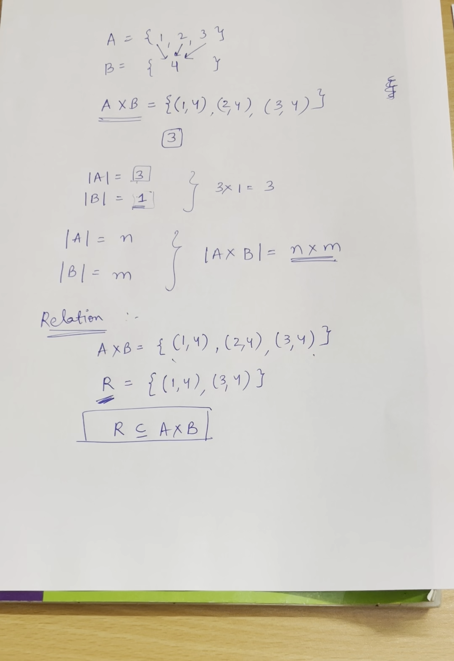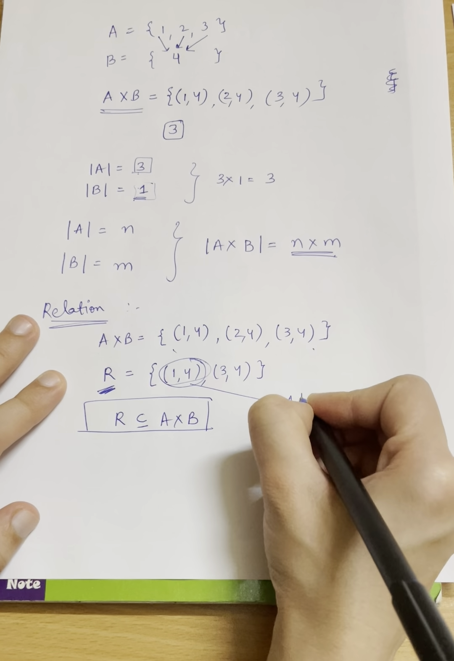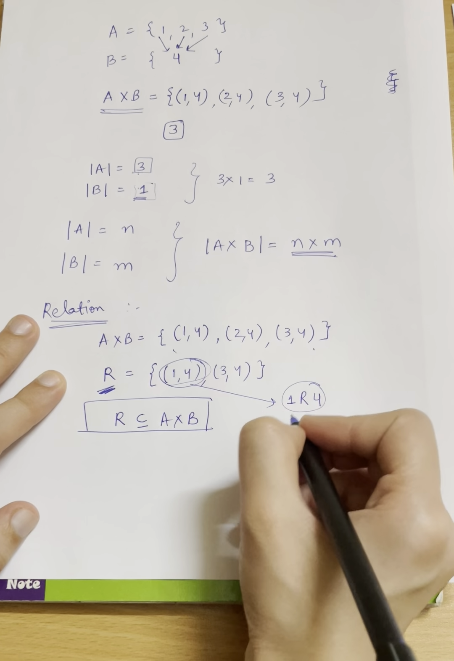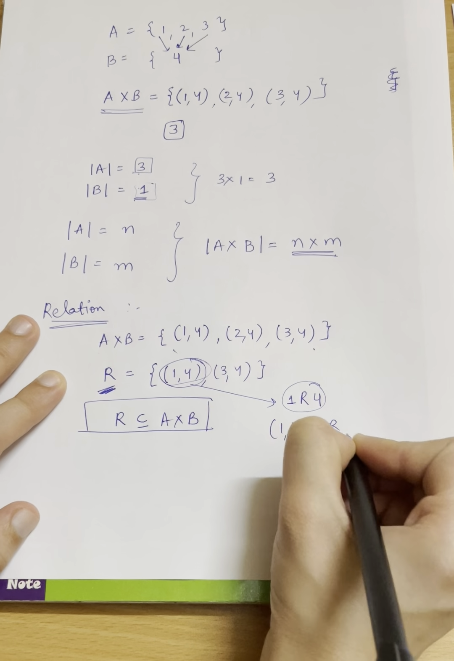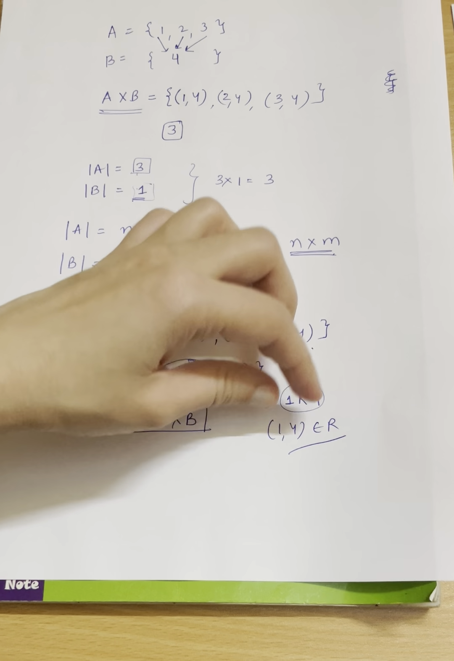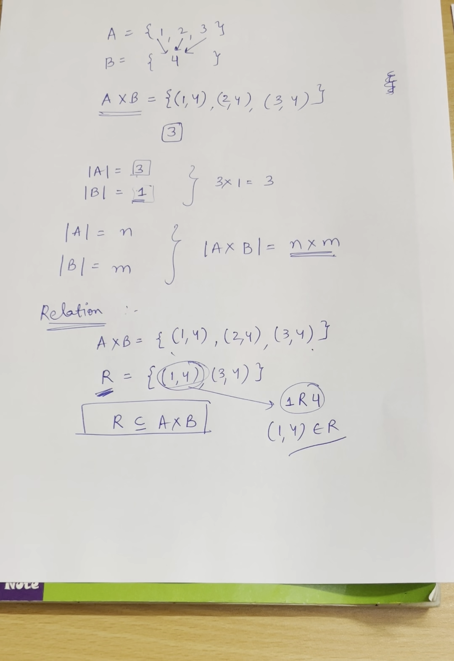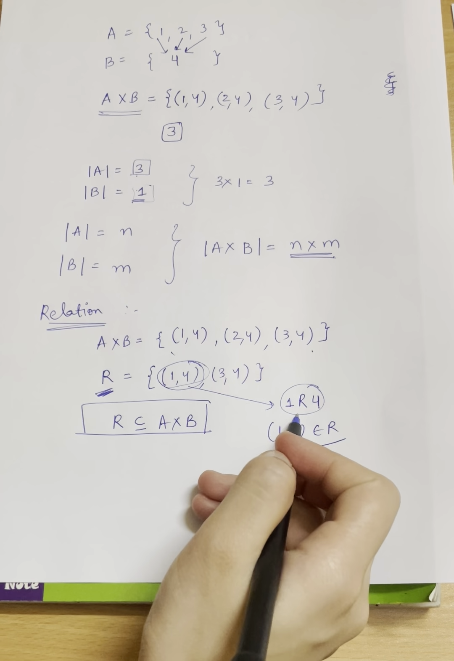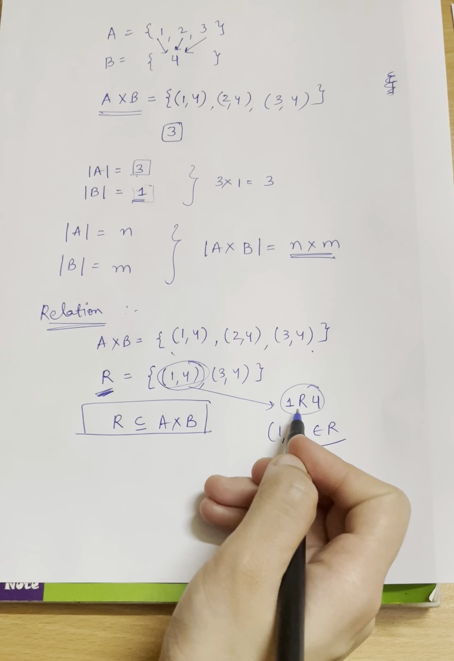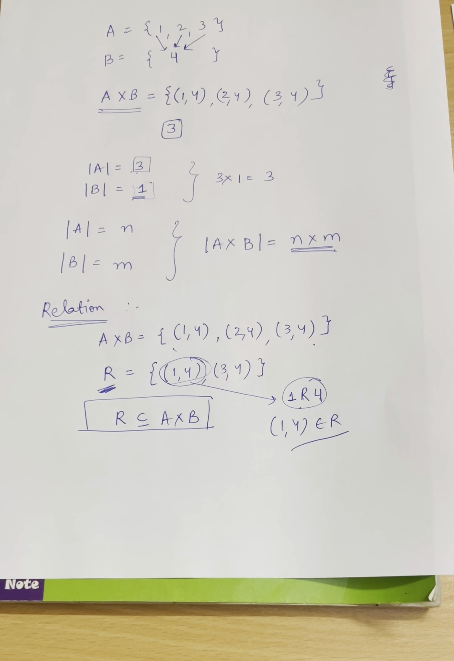There is one more way to represent relation. We can also write this term as 1R4. It means 1 comma 4 belongs to relation. This sign represents belonging, that this 1 comma 4 is present in relation R. So this is one more way to represent relation: 1R4 means 1 comma 4 belongs to R. So this is relation, a subset of Cartesian product.